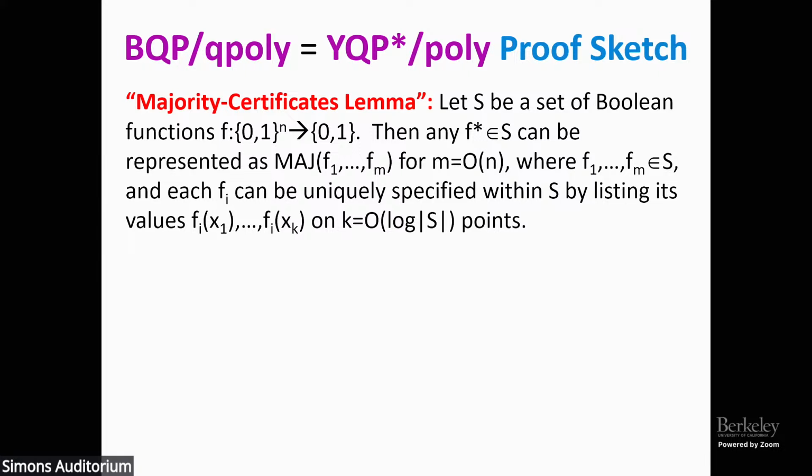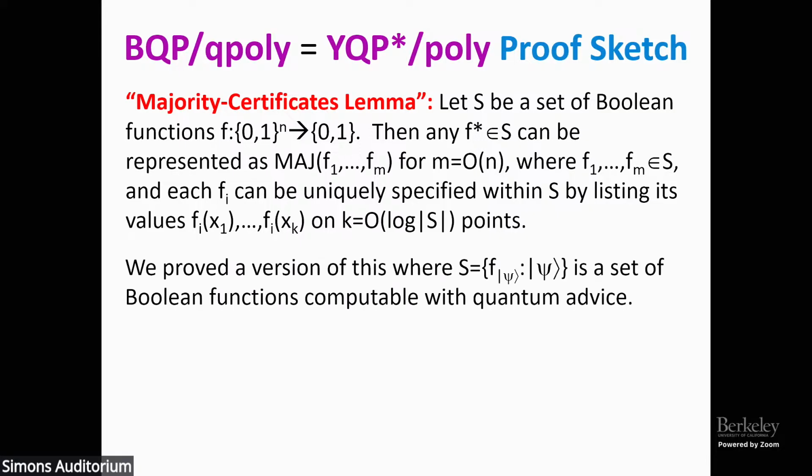You can use boosting methods, sort of multiplicative weight updates kind of methods, to prove this statement. And then what we did, Drucker and I, is we proved a version of this majority certificates lemma where S is now a set of Boolean functions that are computable with a small quantum advice state as we vary that advice state. Okay, actually, technically they can be real valued functions because we have to look at the acceptance probabilities of quantum algorithms.